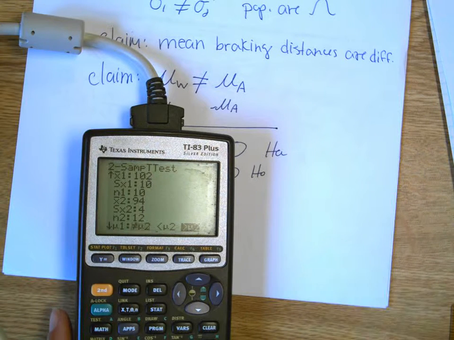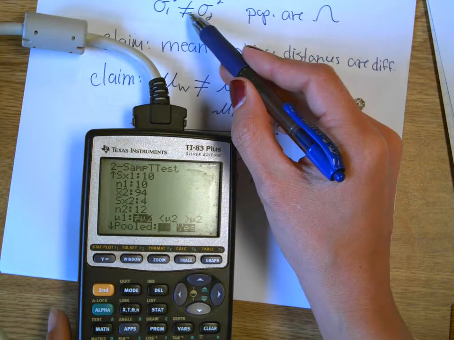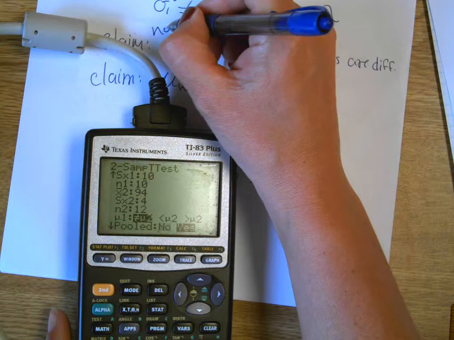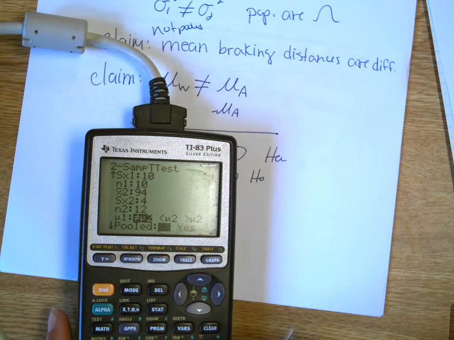Ha has a what? Not equal to? Yep. Not equal to. Pooled, yes or no? Right here, the not equal to on the population variances, so this is not pooled. No. Calculate.